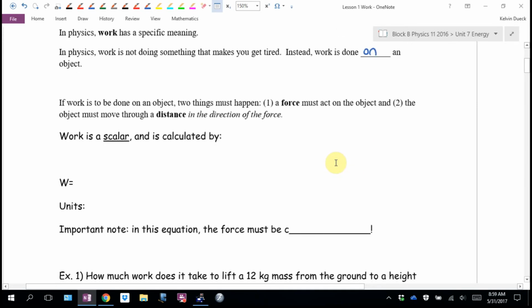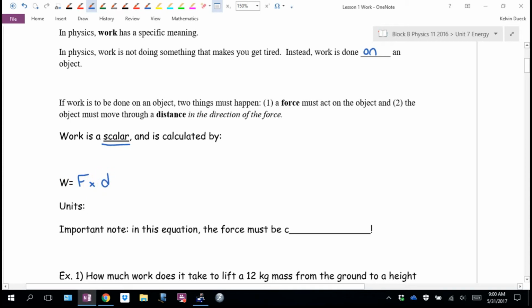If work is to be done on an object, there are two things that have to happen. Number one, a force must act on the object. And number two, the object must move through a distance in the same direction as the force. Work is a scalar. It has no direction. And the symbol for work is a capital W. Yay! None of this P for momentum, W for work. And it's force times distance.